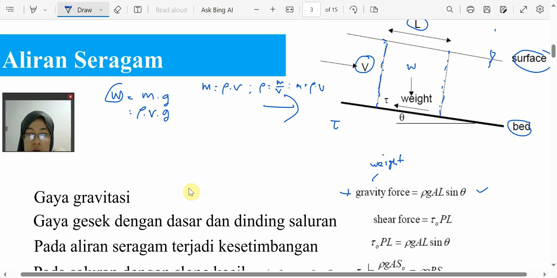We know that weight is rho times g times volume. From here, rho times g times volume. So this is rho, this is g, and A times L is the volume.